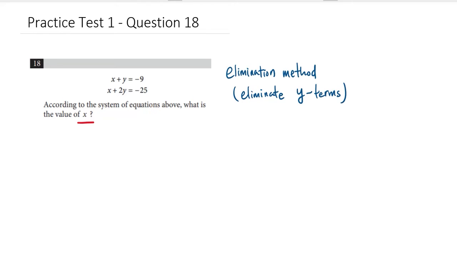Okay. So to eliminate the y terms, we will make the coefficient of the y terms the same. So this one has a 2 and this one has 1.